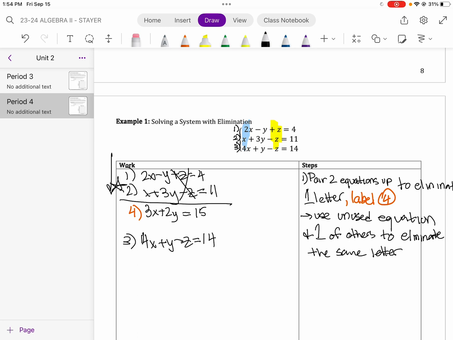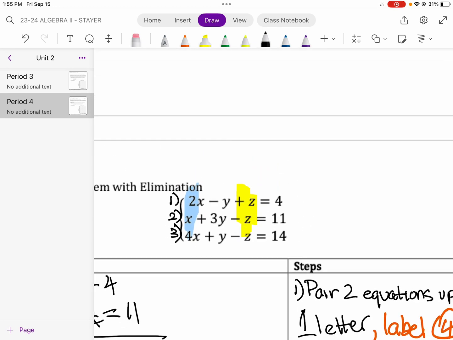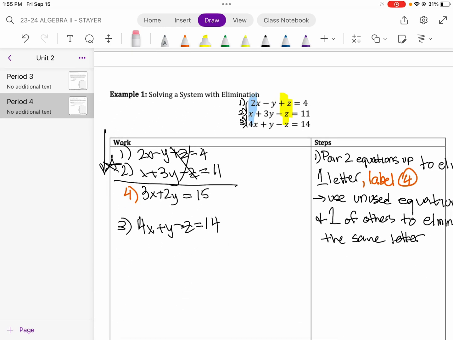Maureen, on the first one, 1 and 2, what letter did eliminate it out? Z. The z's. Which one, 1 or 2, pairs nicely with this third one right here? 1. I agree. If I pair 1 up, it's 2x minus y plus z equals 4. What's going to happen then is now something's going to eliminate.